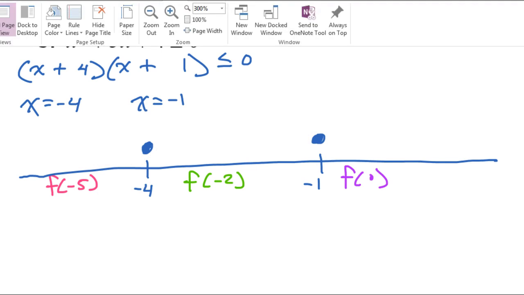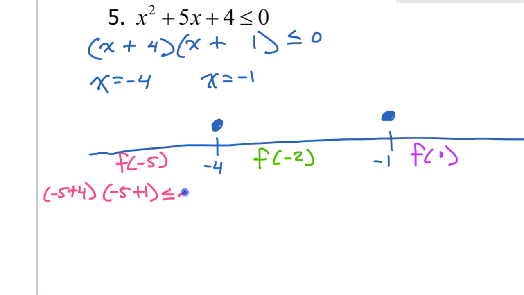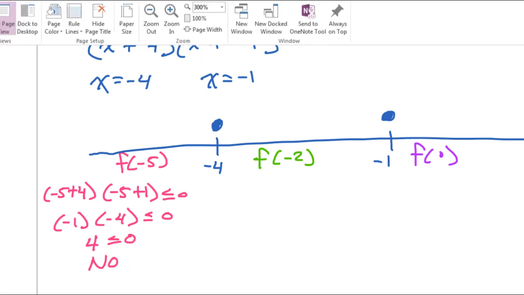So let's see what happens at -5. So that would make this -5 plus 4 times -5 plus 1. Is that less than or equal to 0? So that's going to make -1 times -4. Okay, that's going to be positive 4. So that is not less than or equal to 0. So I'll have no solutions in the first interval.